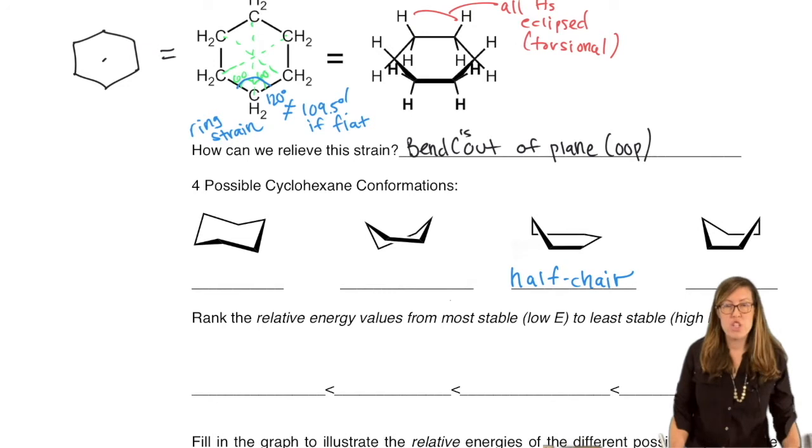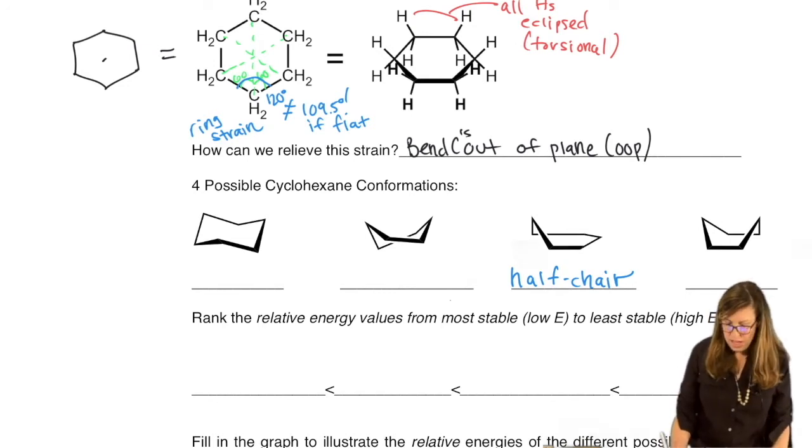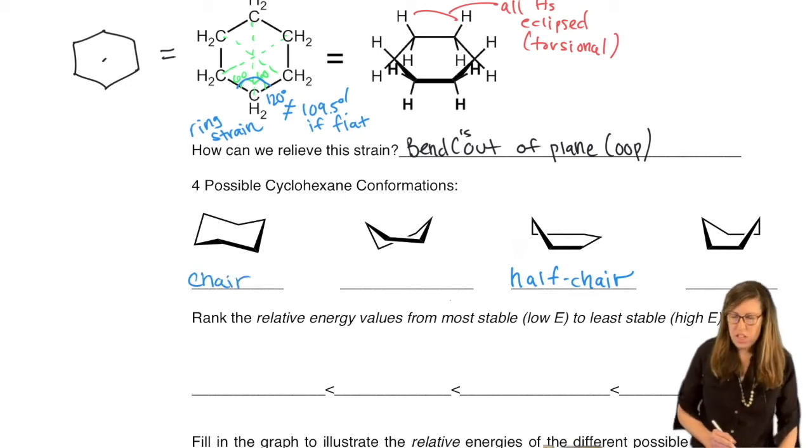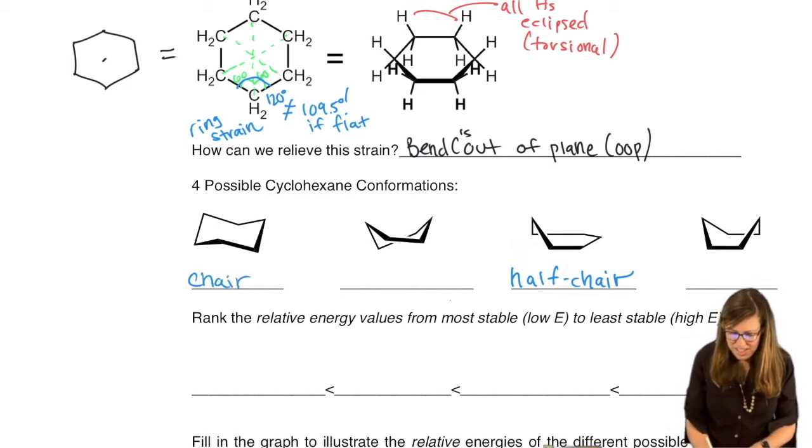I've alluded to the chair conformation before, and that's clearly going to be the one that we see most of the time. And you'll see why. It's halfway to this one. So this is the chair. And why is it called a chair? It's not like your dining room chair. It's actually more like a lawn chair.